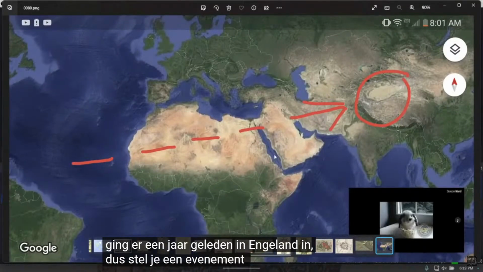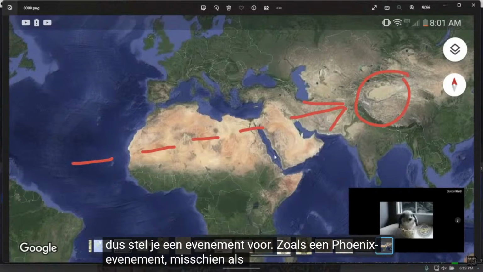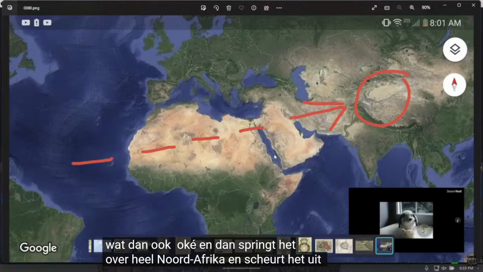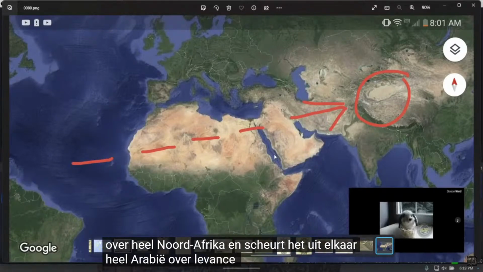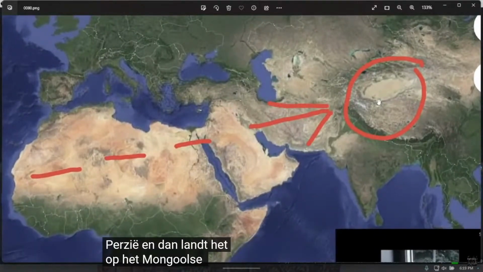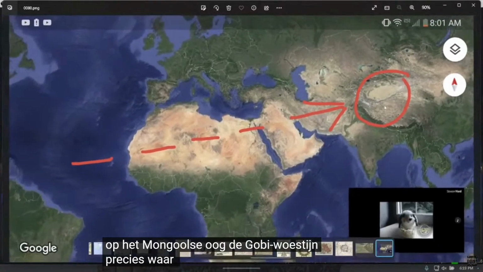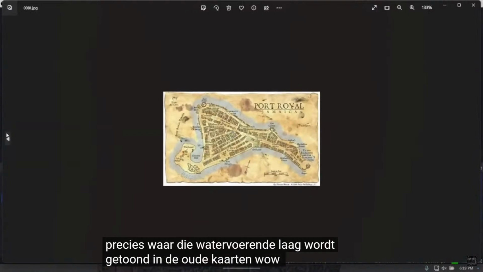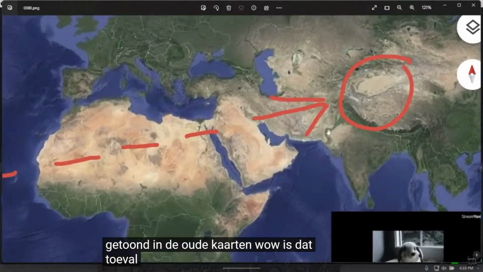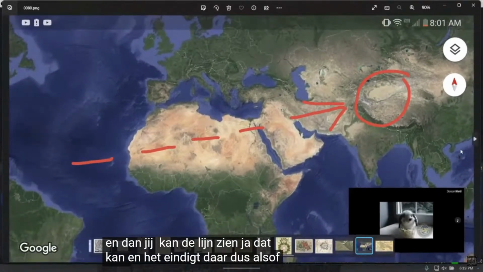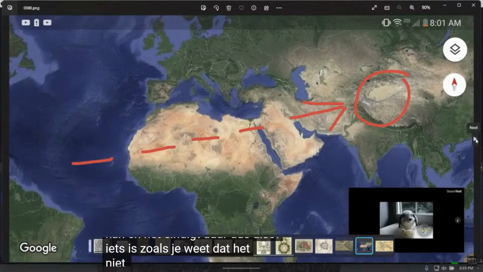So imagine an event like a Phoenix event, and maybe it came from the west, whatever, and then it skips and rips apart the whole of North Africa, the whole of Arabia, across the Levant, across Persia, and then it lands on the Mongolian Eye, the Gobi Desert, exactly where that aquifer is being shown in the old maps. Wow. Isn't that a coincidence? And then you can see the line. Yes, you can. And it ends there. And it doesn't continue in the Americas.